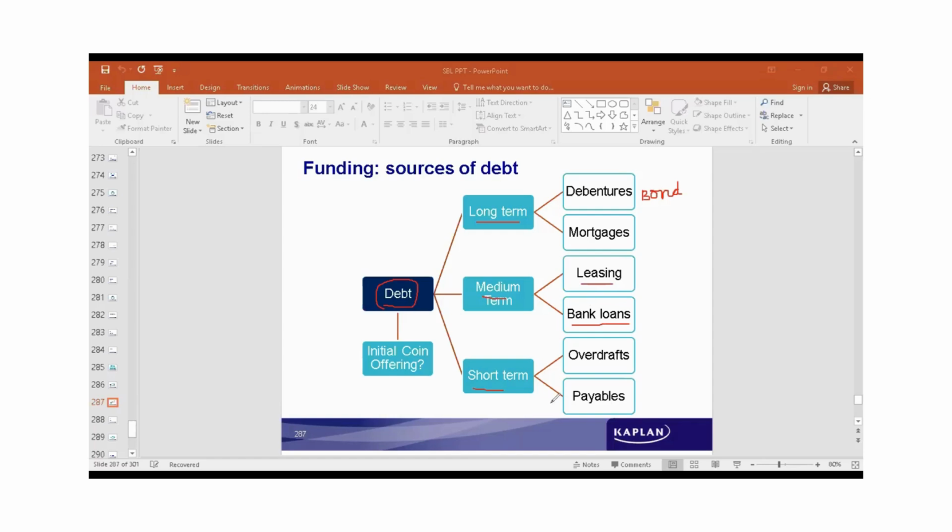Then we see the short term. In the short run, the facility available is that banks allow them to overdraw more than what is available in the bank balance. So overdrafts are one facility.